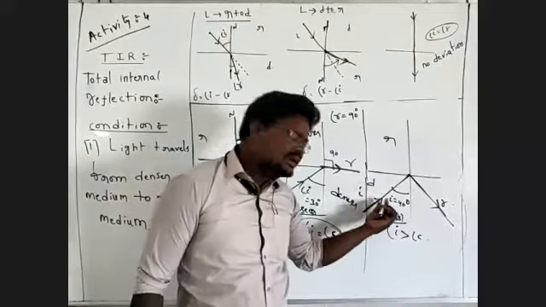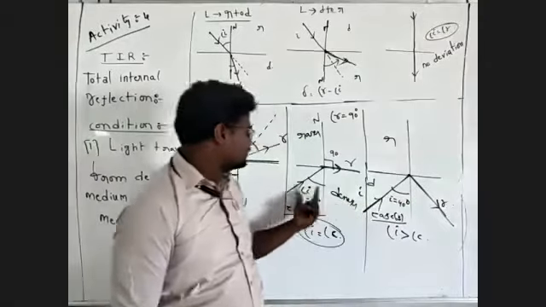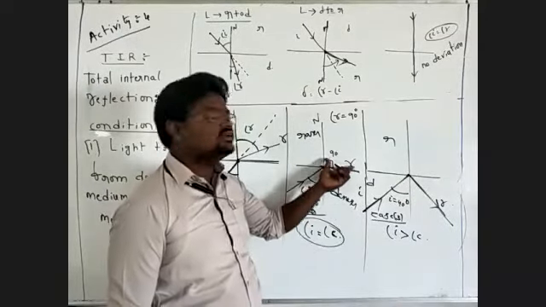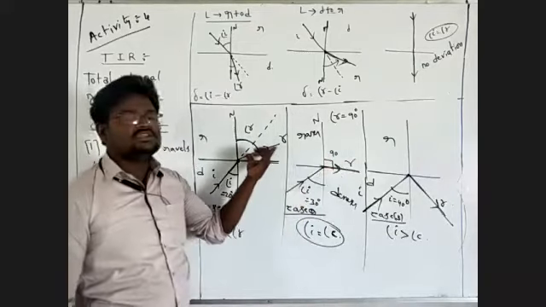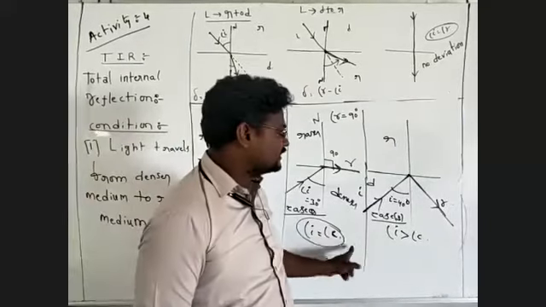The incident ray is present in the denser medium, and again the reflection is in the denser medium. But the refraction is along the interface at the critical angle. After the critical angle, there is no refraction into the rarer medium.